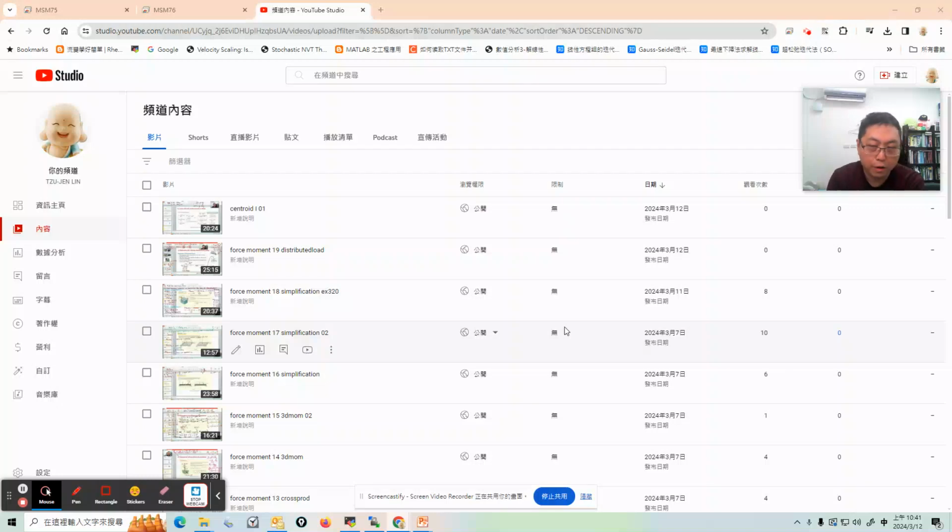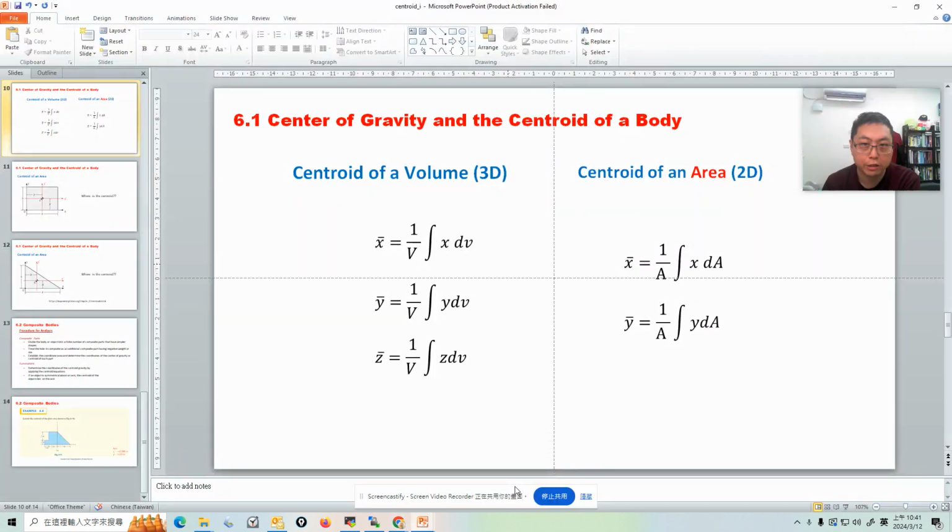Okay, hello everyone. This video is going to talk about the centroid calculation. In the last video, we introduced where the center of volume formula comes from. Actually, from center of mass, and then we use that concept to calculate the center of weight or center of gravity. If your material has uniform density and uniform gravitational constant, the center of gravity just equals the center of volume. That's for the 3D case.